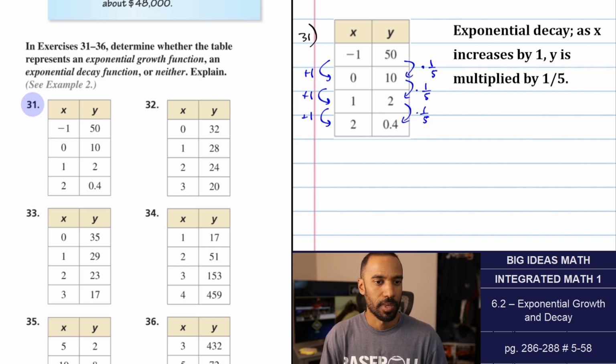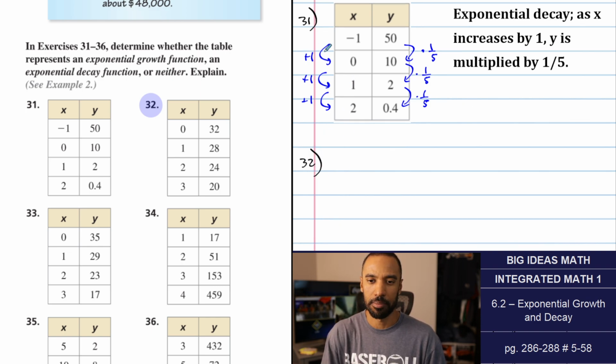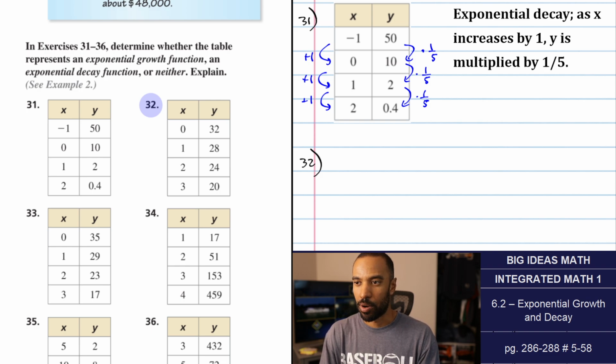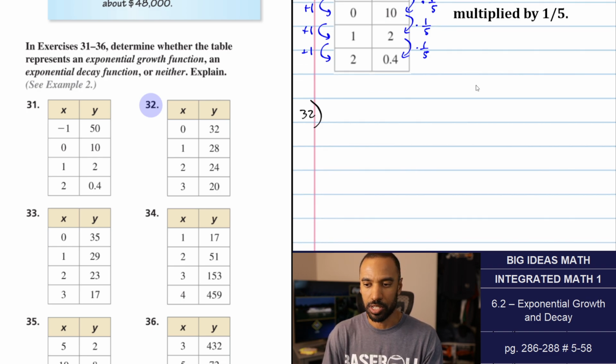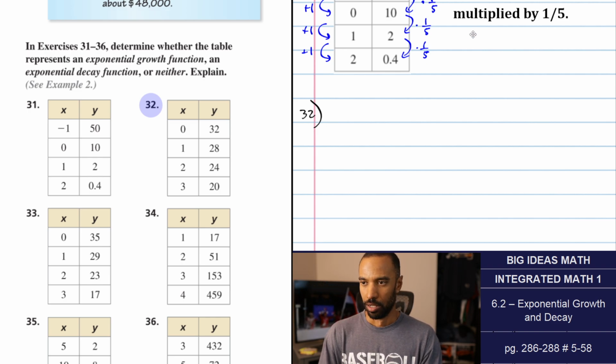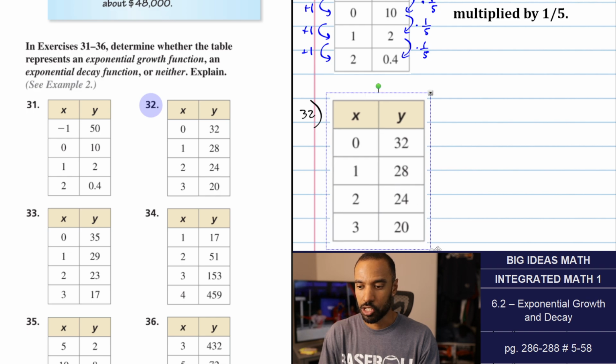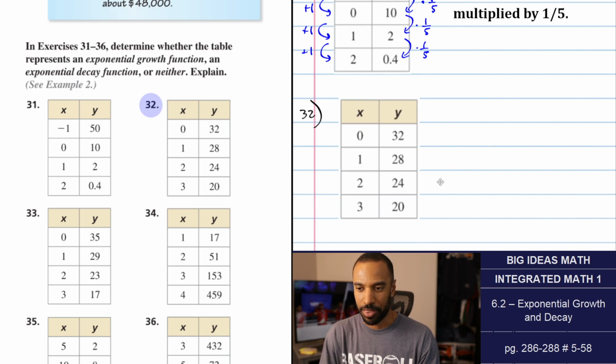Number 32. Number 32 looks a little bit different. Just because the y's are going down doesn't make it decay, at least not exponential decay. If you look at this one, what's different on this problem here? X's are increasing by 1, sure. The y's are also decreasing by 4. Y's are decreasing by 4 in a linear fashion. That is a subtraction of 4.